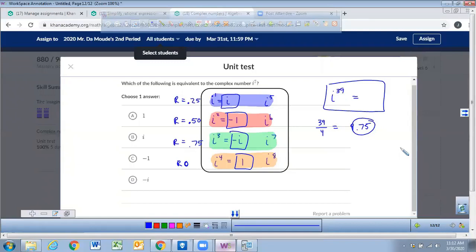-I. -I, you're right. Very good. Because it has a remainder of 0.75, ours had a remainder of 0.75, so we would choose -I. But for us, check this out. Even if you did 7, check this out.